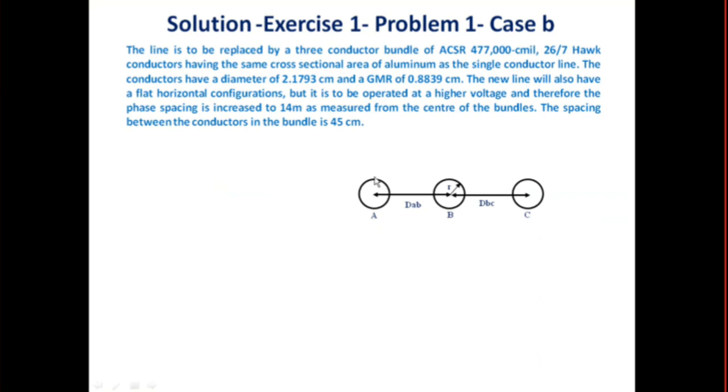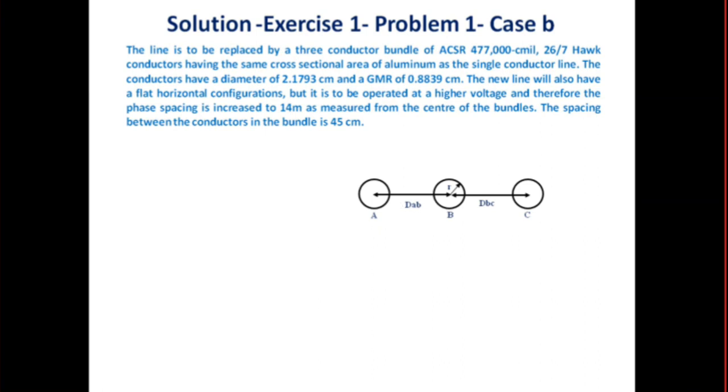But it is operated at a higher voltage and therefore the phase spacing is increased to 14 meters, measured from the center of the bundle. Here they are going to increase the voltage level, so they are increasing the spacing. Earlier it was 11 meters, now this 11 meters is made 14 meters. So DAB is equal to 14, DBC is equal to 14, so DCA is equal to 28 meters.